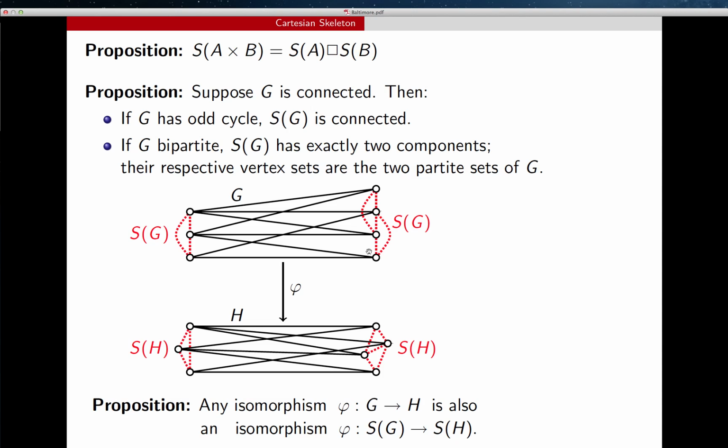That map on vertex sets phi is an isomorphism from both G to H, and simultaneously an isomorphism from S of G to S of H. Now, all of these things can be proved, but we'll just accept them as fact for this talk.